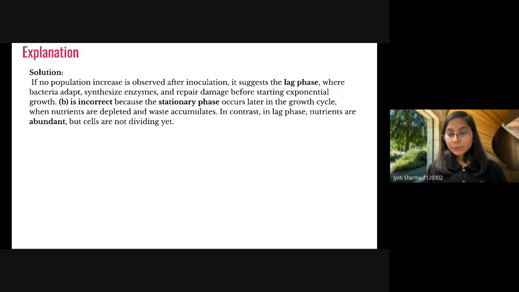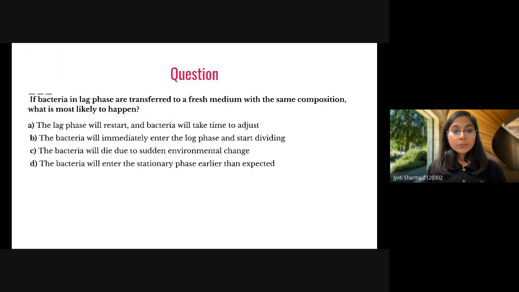Okay. So let me give you another question. If the bacteria in lag phase are transferred to the fresh medium with the same composition, what is most likely to happen? So let's say the bacteria were in lag phase in another medium, but we are transferring these cells into another medium, and that medium also has the same composition. So what will happen to the bacterial cell?